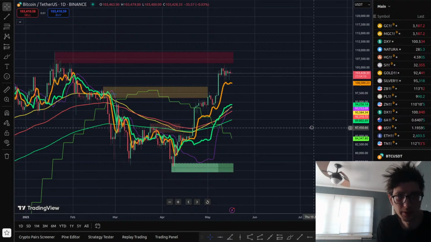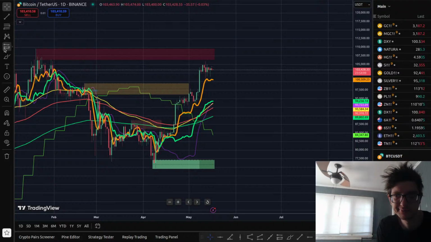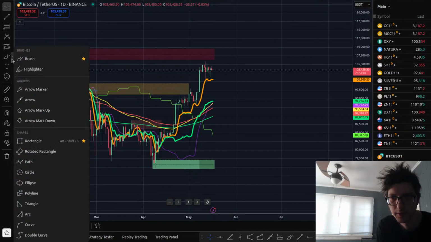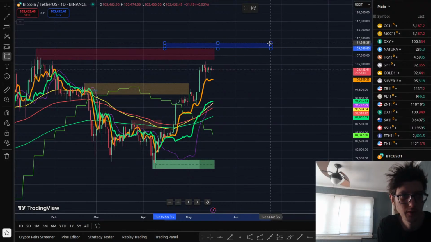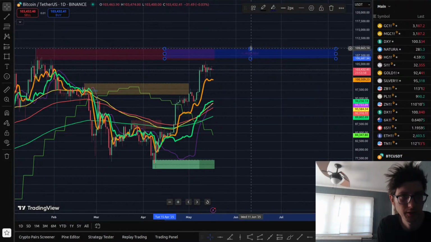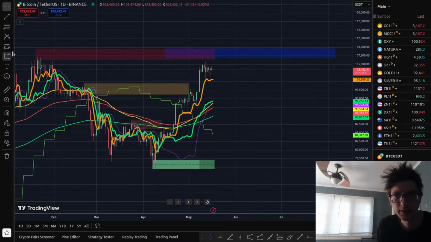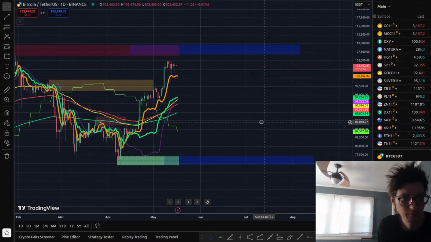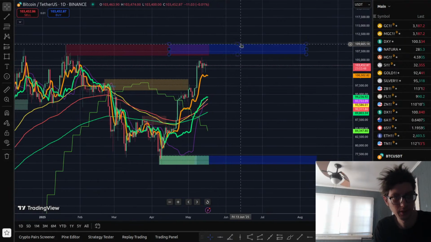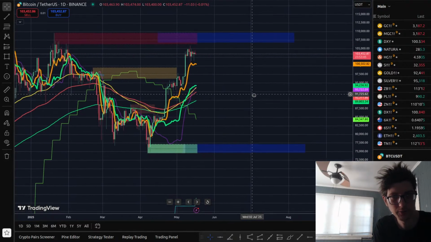But if you're going to do that, here's how I would do it. Let me pull up my drawing tool if I can find it. Alright, there it is. So how I would trade the lower time frames is I would start on the daily, and I would basically do what I'm doing now, which is putting these liquidation zones in.